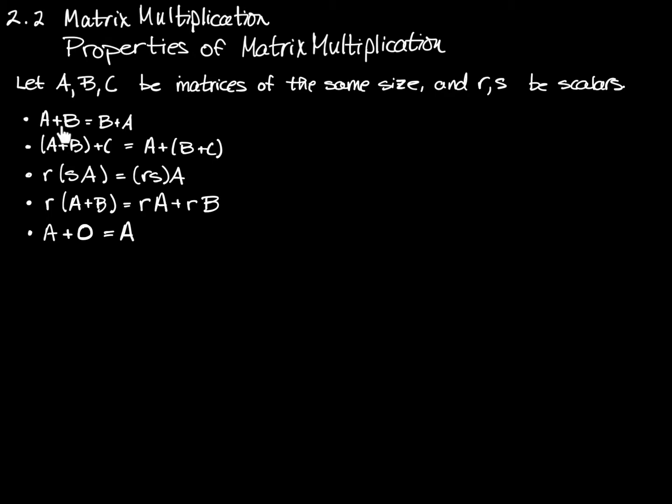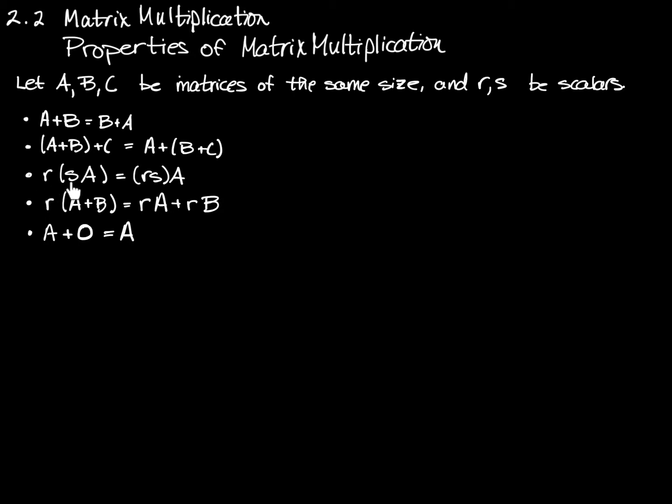We can add two matrices together, and it doesn't matter what order they're in when you add them, you get the same result. You can add two matrices together and add a third, or you can add the second and third matrices together and then add that result to the first matrix. As long as the three matrices are the same three matrices, you can associate different matrices when you do the addition and you get the same result.